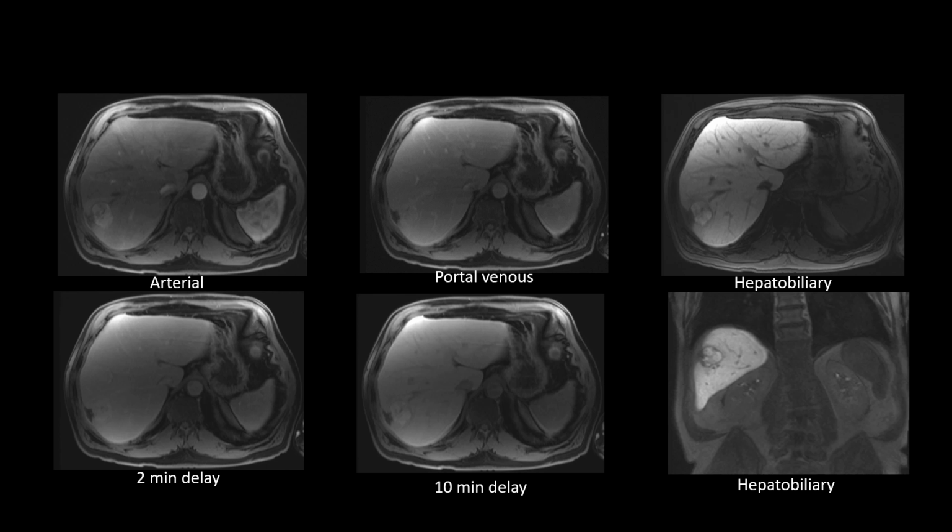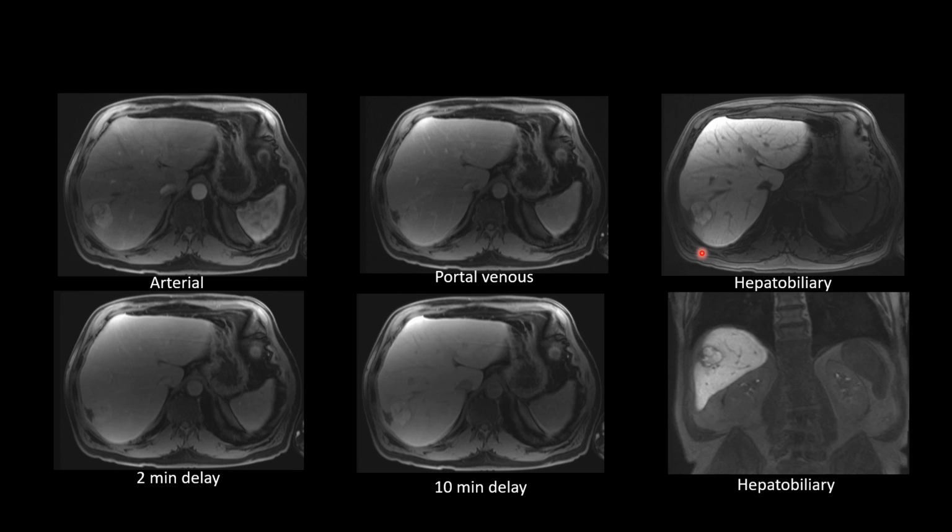Let's look at another case. Here we have T1, spoiled gradient recall echo, fat saturated, pre and post contrast imaging with Eovist. In the arterial phase, we see hyperenhancement relative to the liver. We see equilibration with the background liver on our portal venous, 2-minute delay. On our 10-minute delay, we start to see Eovist uptake within the mass, and on hepatobiliary phase, we see very clear Eovist retention or Eovist uptake. This closely resembles focal nodular hyperplasia.